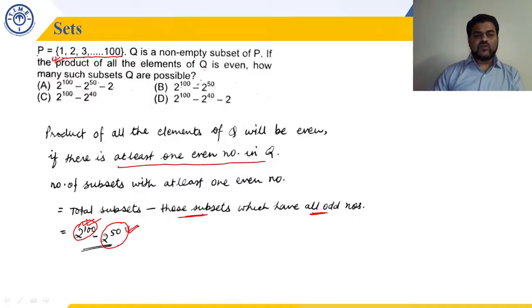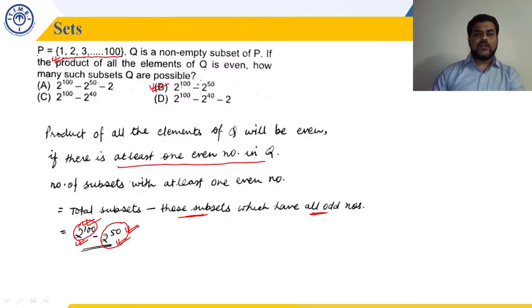Okay. So what is my answer? From all the possible subsets, I subtract all those subsets which will have only odd numbers. So I'll get those subsets which will have at least one even number, and therefore the product of all the numbers in that subset will be even. Okay. So this is the answer. So option B is the correct answer. Right? I hope this problem is clear. Although it looks a little bit complicated, if you think carefully, you can do it easily.